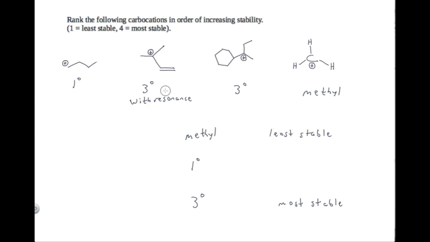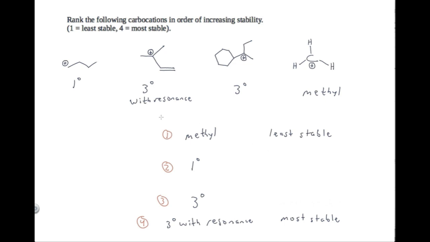Now, how about the tertiary with resonance? Well, we know that the resonance will make this even more stable than an ordinary tertiary. Having the resonance will make this even more stable than an ordinary tertiary carbocation. So I'll write tertiary with resonance at the very bottom of this list for the most stable. Now we can rank these. We know that we want to use the ranking of 1 for the least stable. So this would be a ranking of 1, 2, 3, and then a ranking of 4 for the most stable.